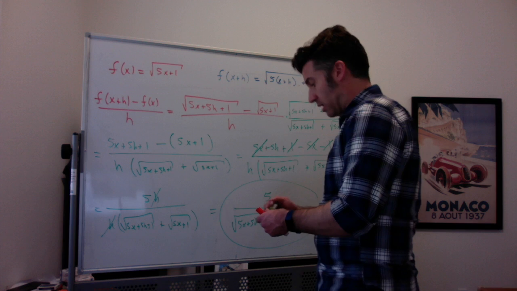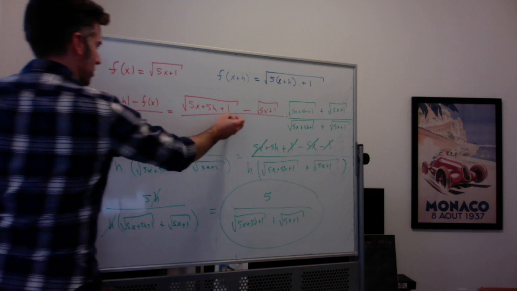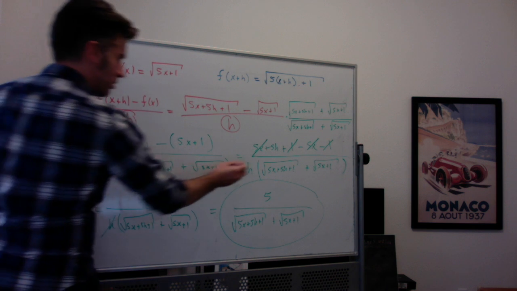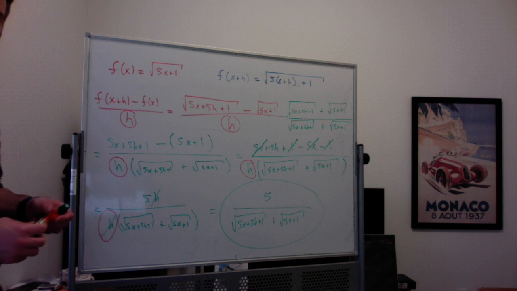Again, just like in the previous example, and really all of our examples, the original h that was in the denominator ends up canceling out. That's always what we're looking to make happen.